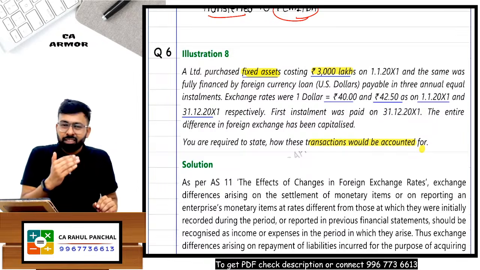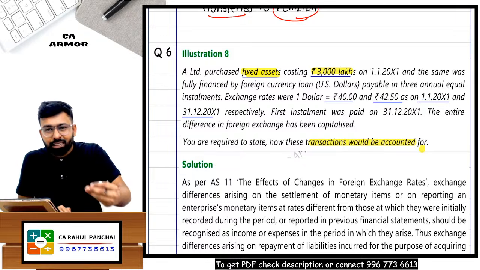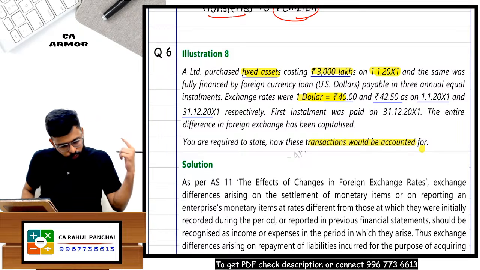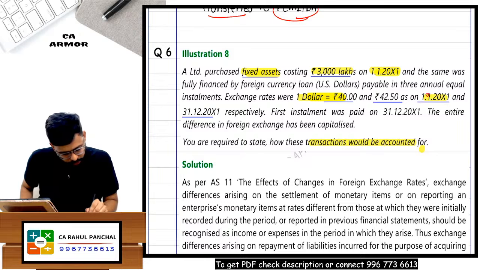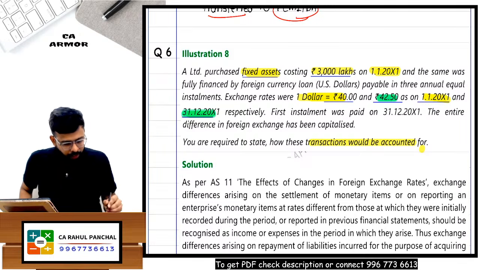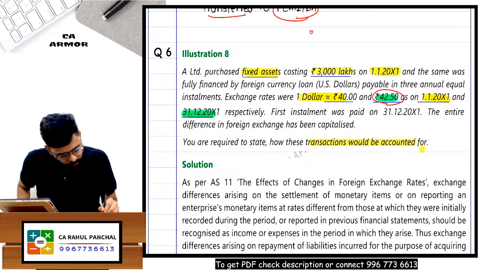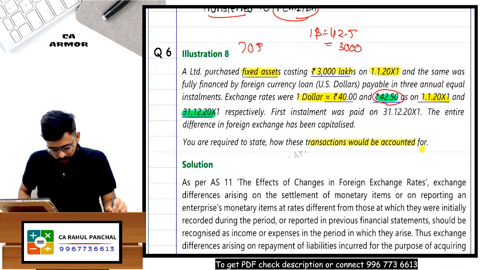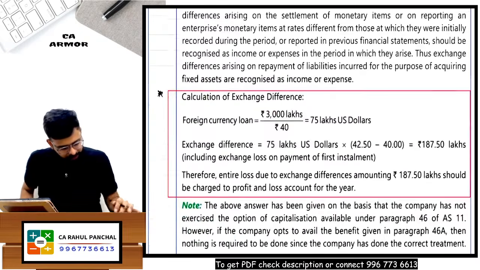Acha, 3000 lakhs, but I don't need it in rupees, I need it in dollars. This transaction was done on 1st January. The exchange rate was 40 rupees on that date, and then it was 42 on another date, the balance sheet date, let us say. So I will say $1 was 42.5. I have purchased 3000 lakh rupees, so 3000 lakh divided by 42.5 must be 7058.82. This many dollars of asset I must have purchased.